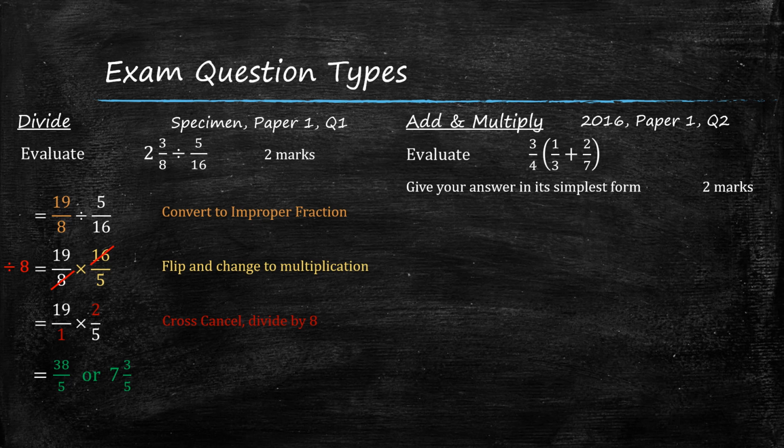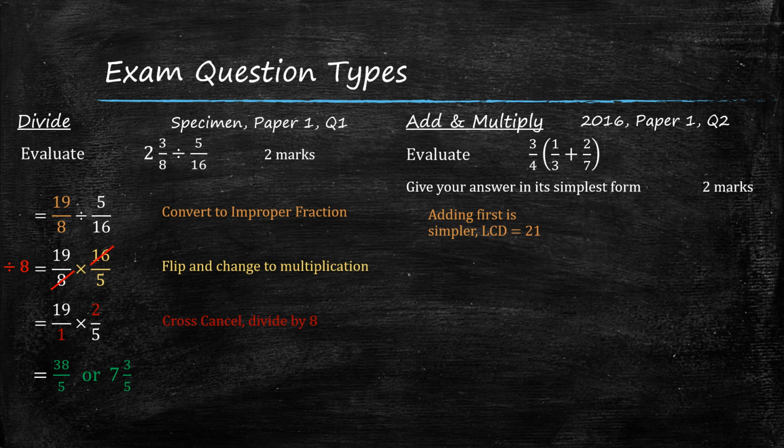Okay, our final example is from 2016, paper 1, question 2. It's also for 2 marks. We're asked to evaluate 3 over 4 times brackets a third plus 2 over 7. Give your answer in its simplest form. Now for this question, it's probably easier for us to add the 2 fractions that are inside the brackets first.